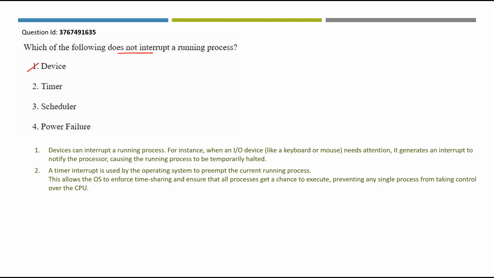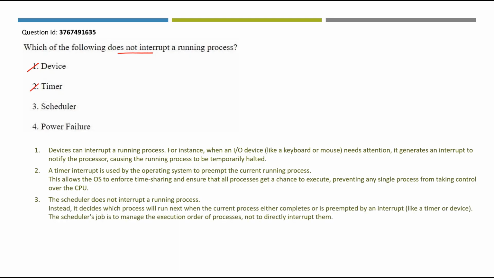Then we'll go for timer. A timer interrupt is used by the operating system to preempt the current running process. So this is also going to interrupt a running process, so this will also not be the answer. This timer interrupt allows the OS to enforce time sharing and ensure that all processes get a chance to execute, preventing any single process from taking control over the CPU.